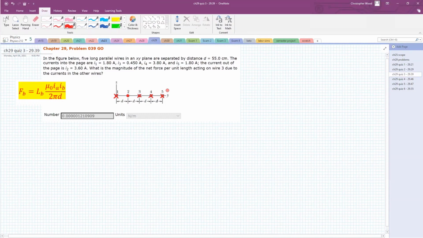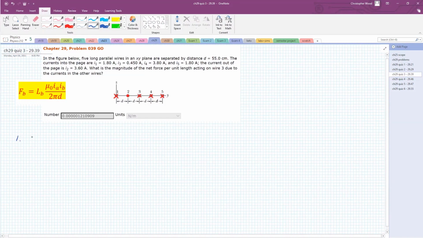Remember, you use dots and X's for current direction. You use dots and X's for magnetic field direction, electric field direction, any vector. Any vector could be signified with a dot or an X. All right, so having said that, you need to figure out what the force per unit length is for wire 3.